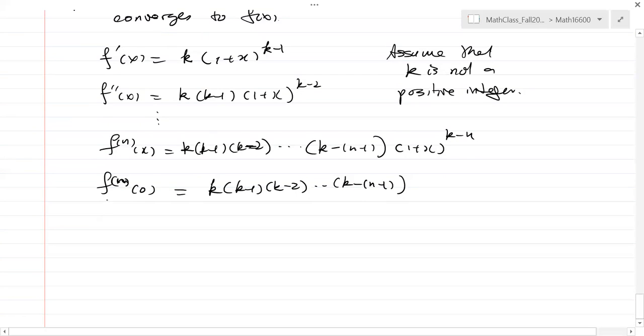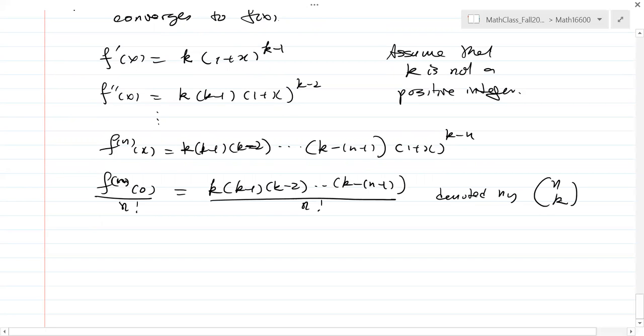So if it's divided by n factorial, then you get n factorial. I'm going to denote this by NK. How about like this? Or KN. Well, in the book, they use a K on the top, N at the bottom.